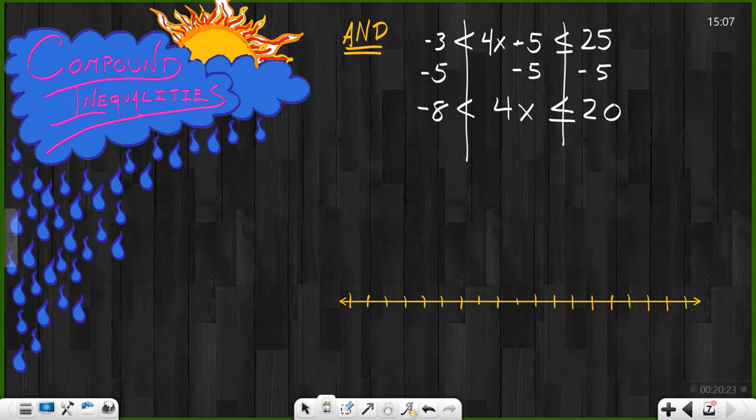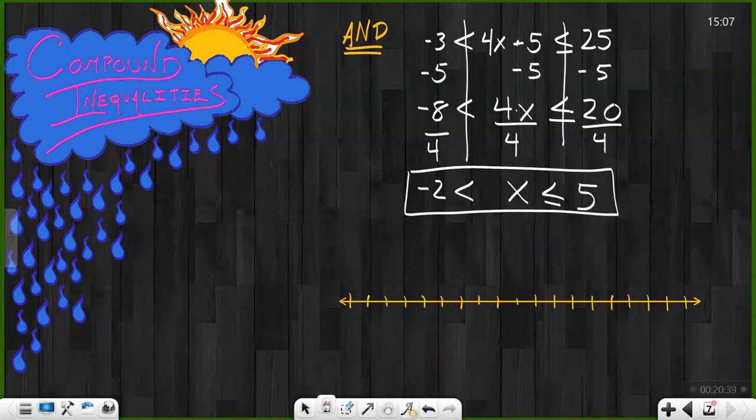All right. Now, how do I get rid of the 4 times x? Well, to get rid of times 4, I divide by 4. What I do in the middle, I've also got to do on my outsides. I did not divide by a negative, so I do not change my signs. And notice my result is my compound inequality that I was looking for. And it's got my lower boundary, all right, the lower boundary here, and my upper boundary.